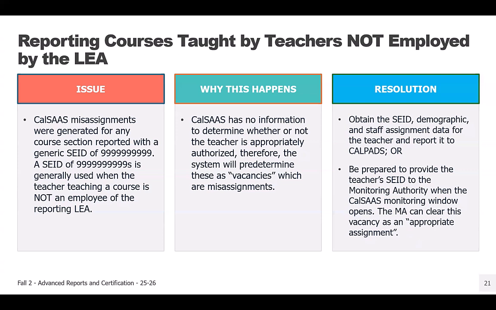So the solution would be to obtain the SEID and report the staff demographics and the staff assignment data for the teacher to CalPACS. That would be ideal. Or provide the teacher's SEID to the monitoring authority when the CalSAAS monitoring window opens, and the MA can clear this vacancy as an appropriate assignment.